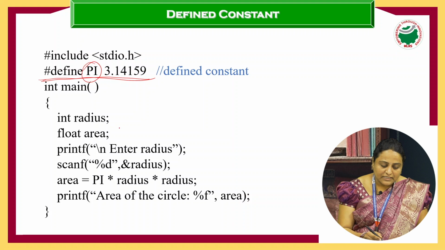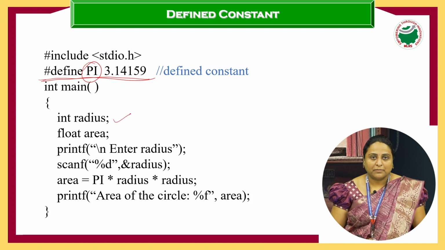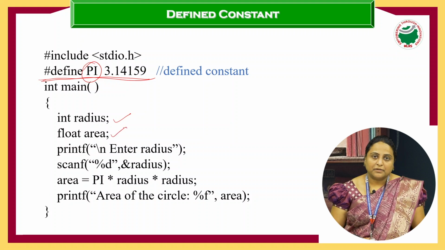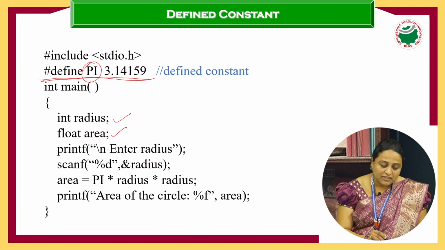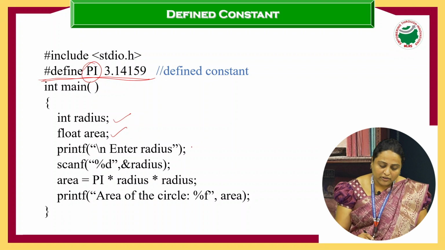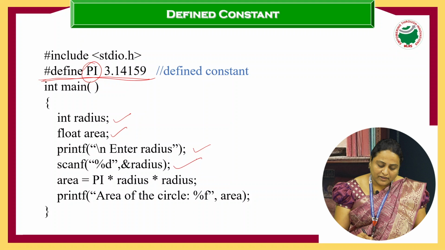So now you can see inside the main function, I am having a variable. Radius is a variable, because you can enter any type of value for radius. Area is also a variable because the value of area depends upon what value you have entered for radius. So if the value of radius changes, area also changes. In this case, both are called variables, where they can store different types of values. So here you are asking the user to enter the value of radius.